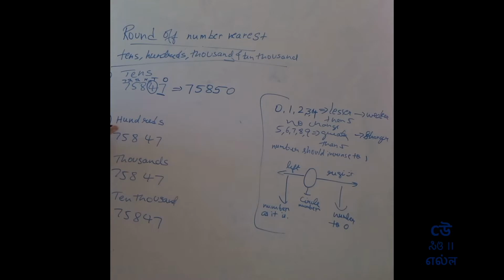Next they told us to round off to the nearest hundreds value. So consider the hundreds place value. First write the place value: ones, tens, hundreds, thousand and 10,000. Next, consider the hundreds place value, and on the right side of that circled value we have 4. So is 4 a weaker number or a stronger number? 4 is a weaker number.